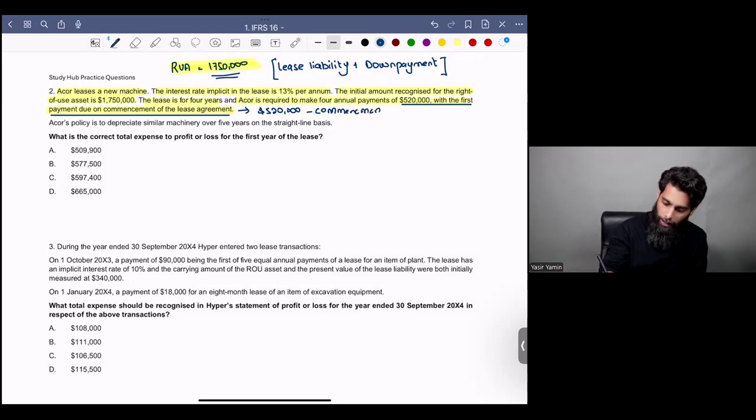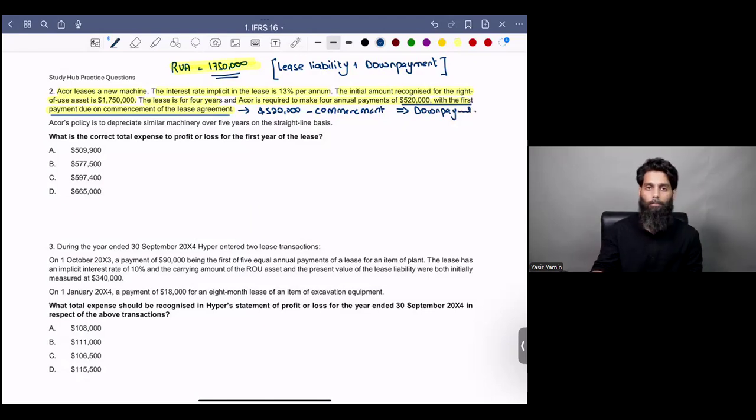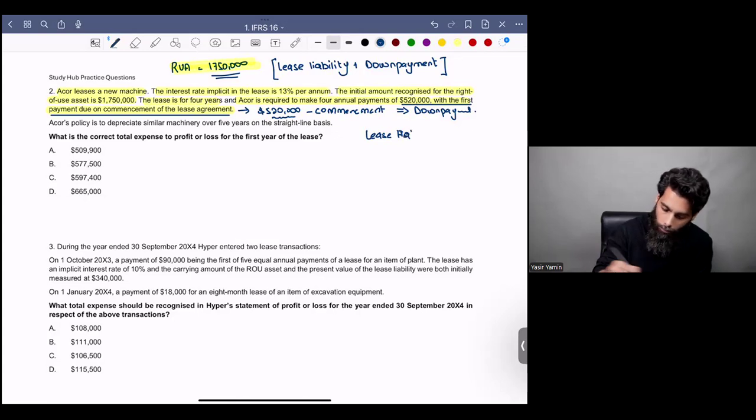Excellent, yeah. You guys are very smart. Sir, this is the down payment or the prepayment. All right. If 520,000 is the down payment, can you help me calculate the lease liability if I'm required to do so? What would be your lease liability in such a case?